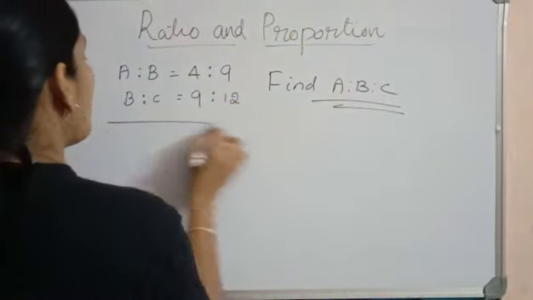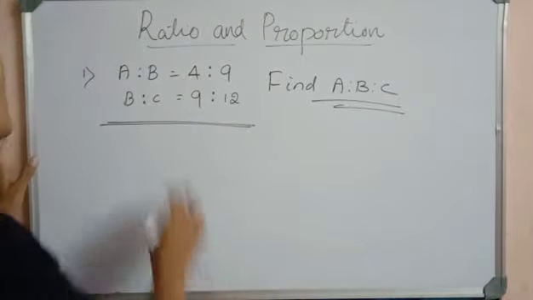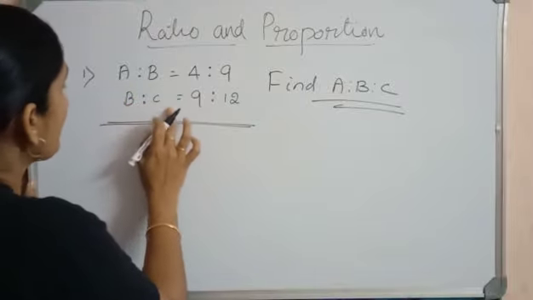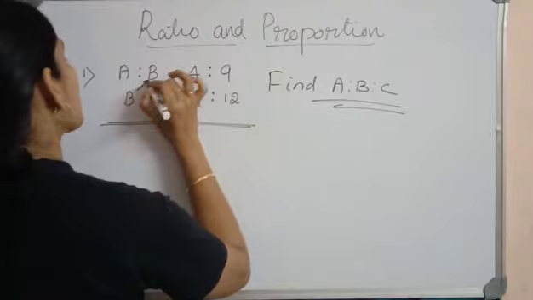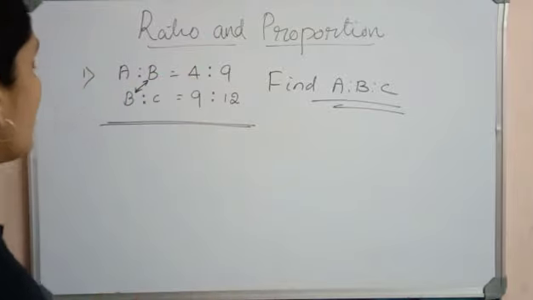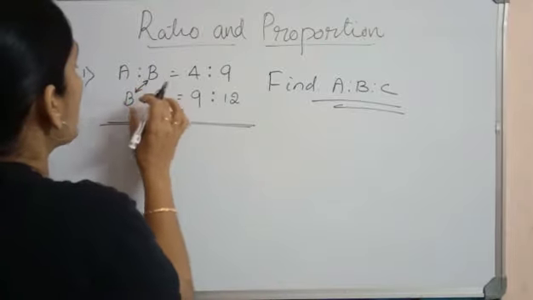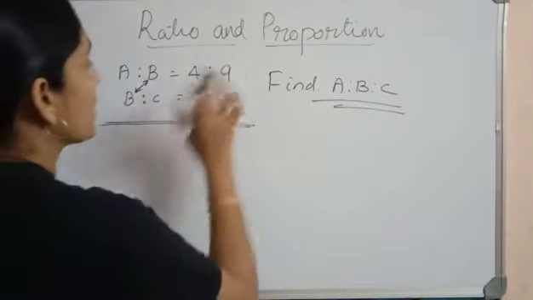Now, whenever we are combining two ratios, we need to see the terms of the given ratios. If you are considering the first one, here it is A is to B, and in the second case it is B is to C. And you can see that the term B is common in both these ratios. Whenever we are combining the ratios, we need to make sure the common terms will have the same values in both the given ratios.